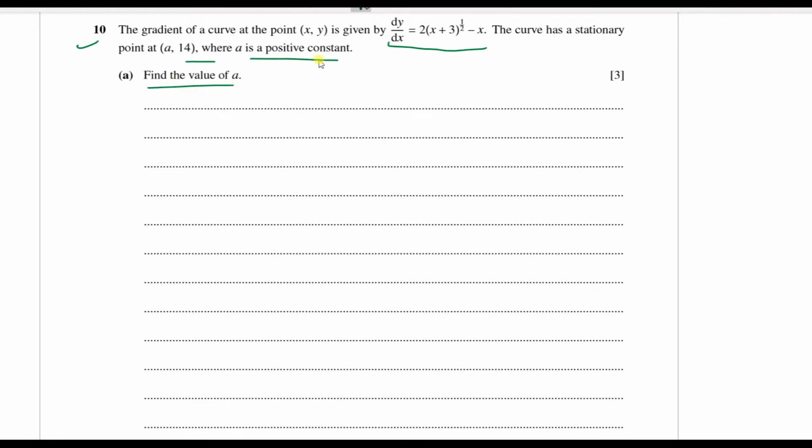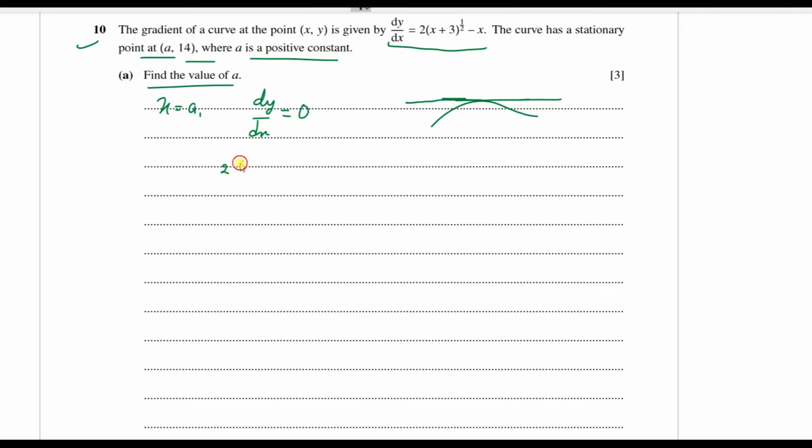The condition given here is a curve has a stationary point at (a, 14), which means when x is equal to a, dy over dx should be 0, because we know that in order to get a stationary point, dy over dx will be 0, because in that case the gradient is going to be parallel to the x-axis or horizontal. So dy by dx should be 0. So you simply put x is equal to a in this and we'll solve.